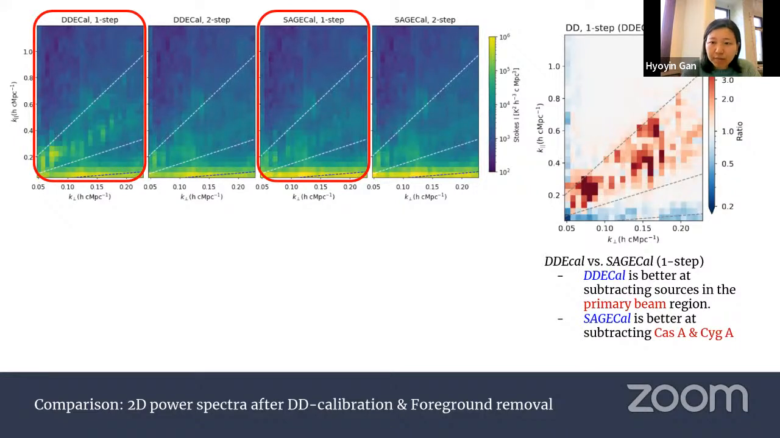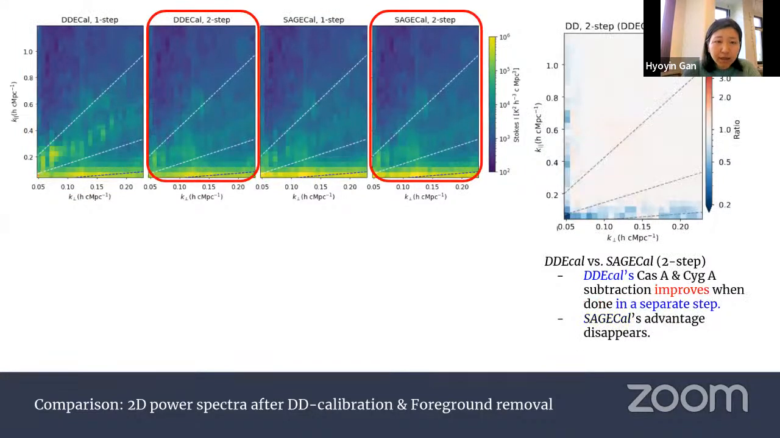And in the primary beam region, actually DD-Cal does a better job. And we think this is because for subtracting the sources in the primary beam, for DD-Cal, we are using a beam model. So actually it helps improve the results in the primary beam region. And now we move on to the two-step method.